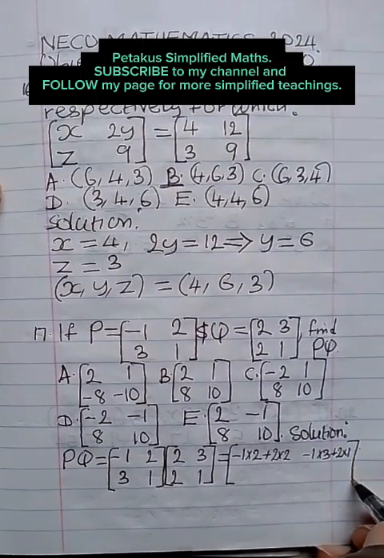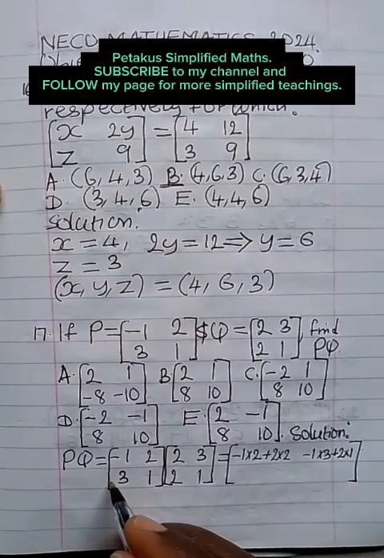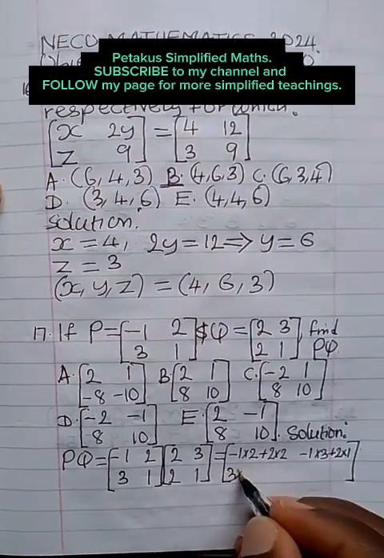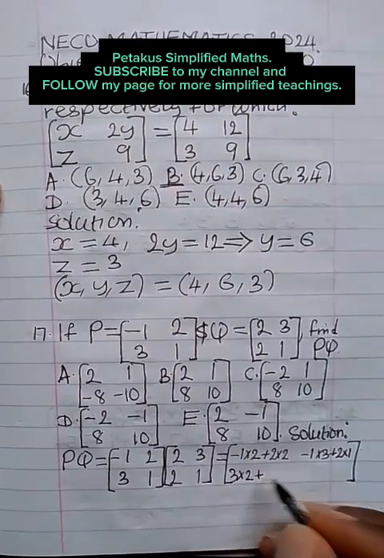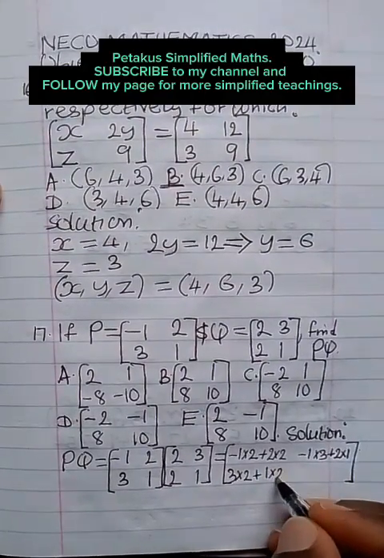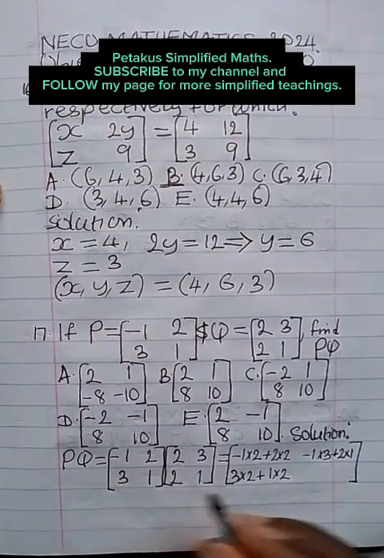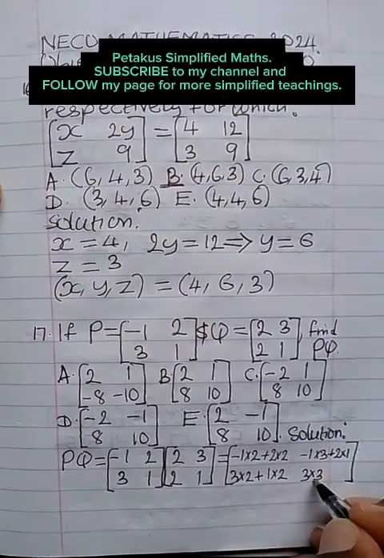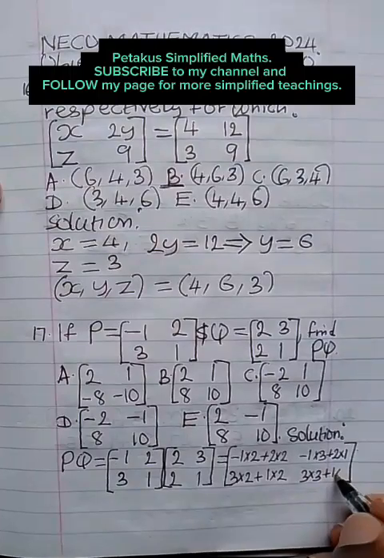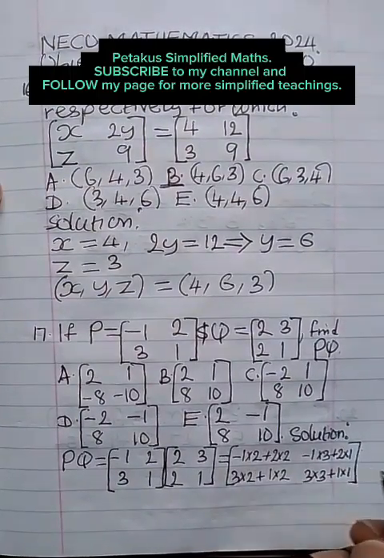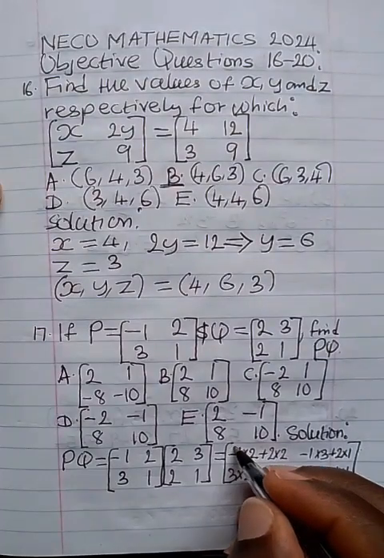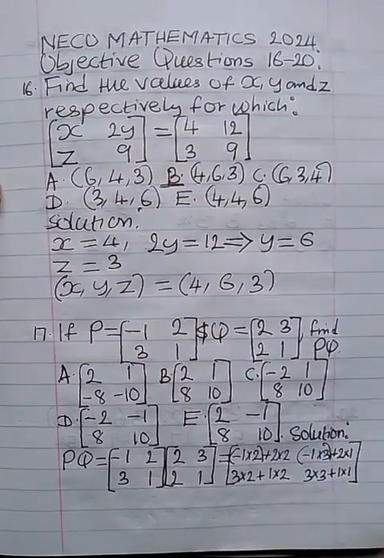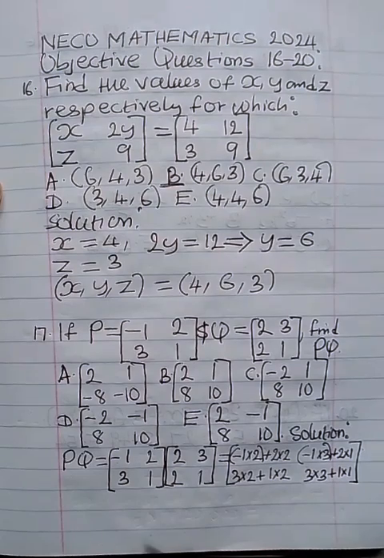You close the bracket. You move to second row times first column. That is 3 times 2 plus 1 times 2. Second row times second column. 3 times 3 plus 1 times 1. The ones that have a negative sign, we can include them in brackets just like this before we multiply.